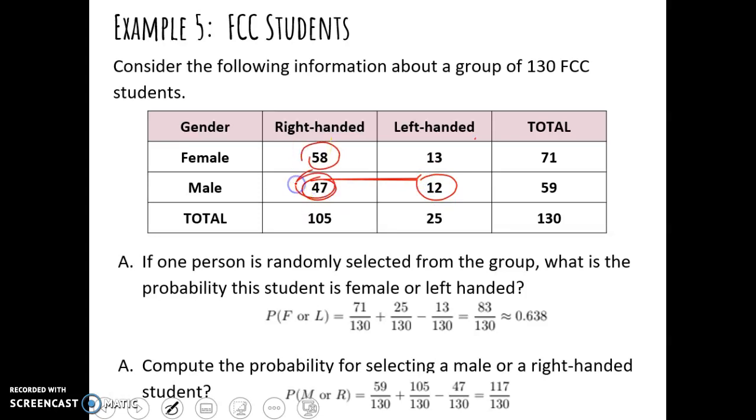The other way you could do it is to circle all the males and circle all the right-handed, and you can see that you have 58, plus 47, which would have been the overlap, so we don't add that twice, and 12, and you'll get 117 over 130. And 117 over 130 is 0.9.